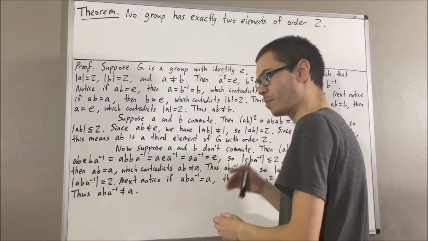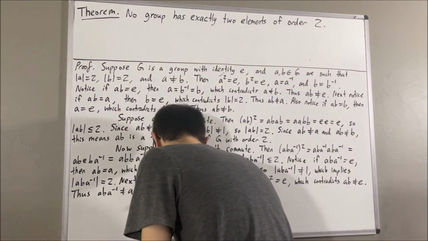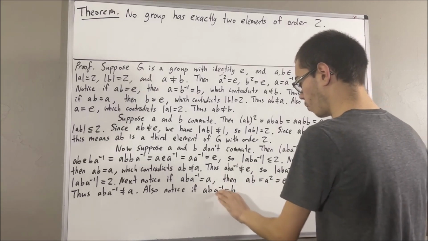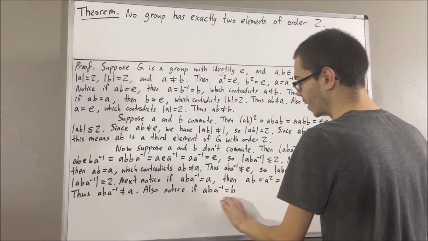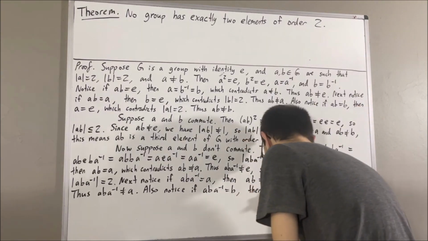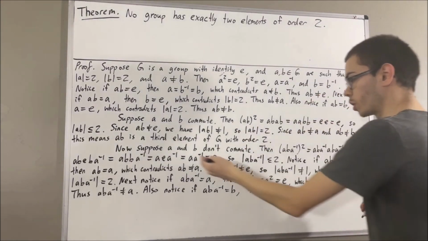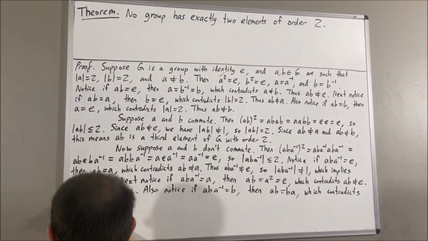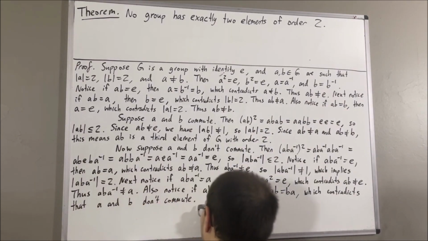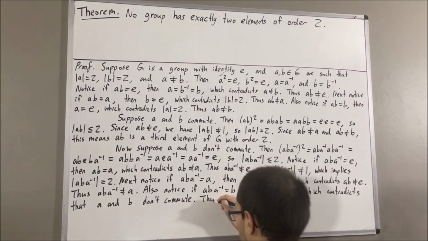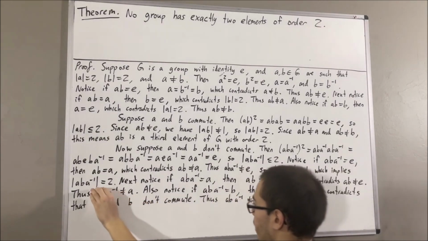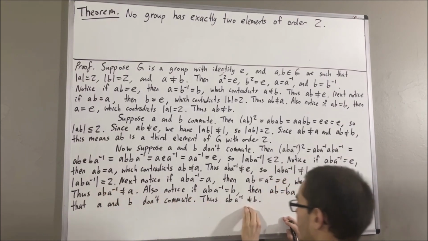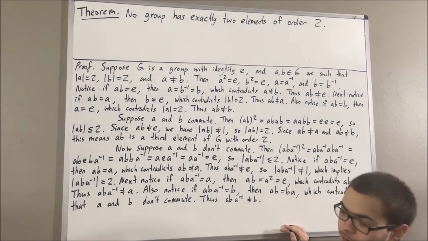So then what goes wrong if ABA inverse is equal to B? Well, if this happens, then if we multiply the right side of both expressions by A, we get AB is equal to BA. But this is false because we're working under the assumption that A and B don't commute. And so we can't have ABA inverse equal to B. So since the order of ABA inverse is equal to 2, and it's distinct from both A and B, this means that ABA inverse is a third element of G with order 2.